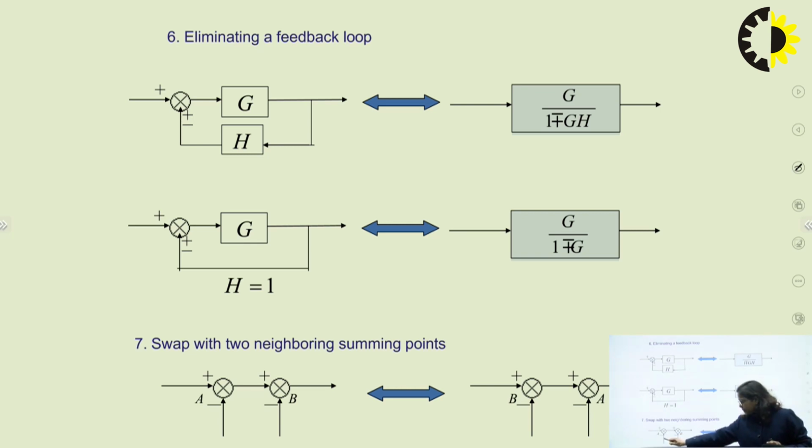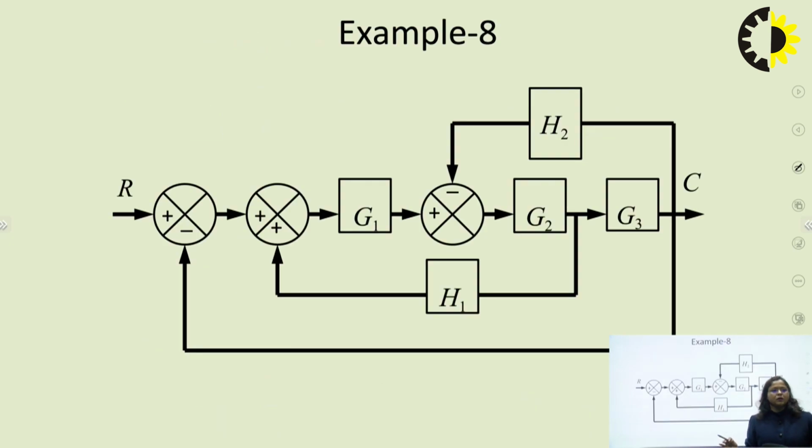That is, if there is a first summing point and second summing point, we can simply interchange them. B becomes first and A becomes second. There is no problem in this. So using all these things, we can solve this question.